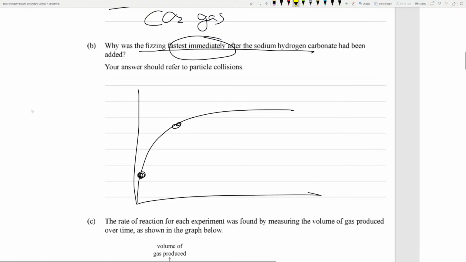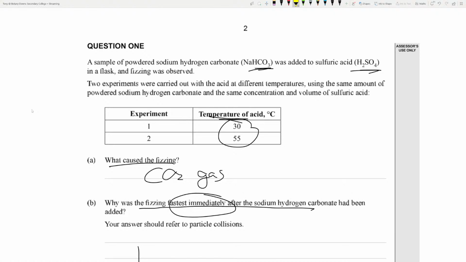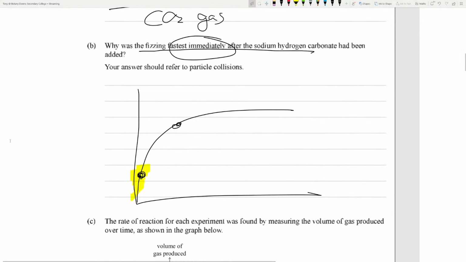So you just need to be able to explain that at the beginning of the reaction, you have the highest amount of reactant particles, in this case H2SO4 and NaHCO3. That means you have tons of those. They're more likely to collide and bump into each other and then react and produce a product. As time goes by, you will end up with less and less of these reactant particles, and then you produce less and less of the gas, and then you will see a graph like this.